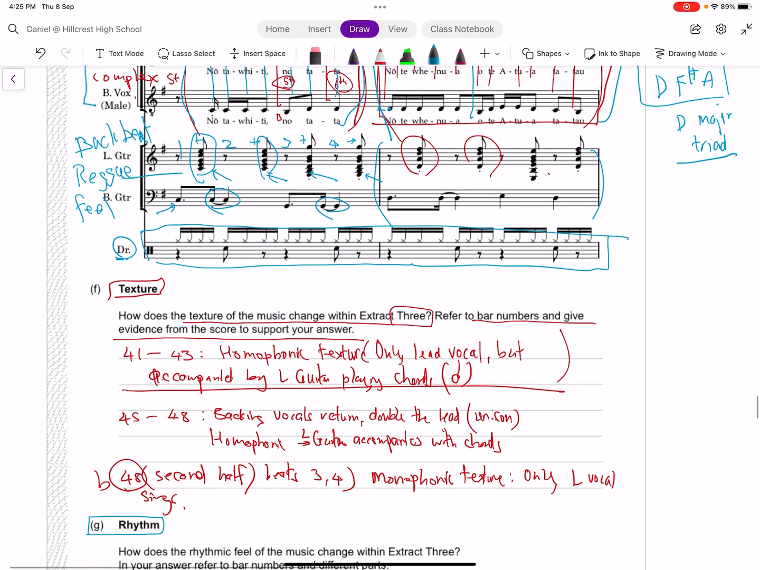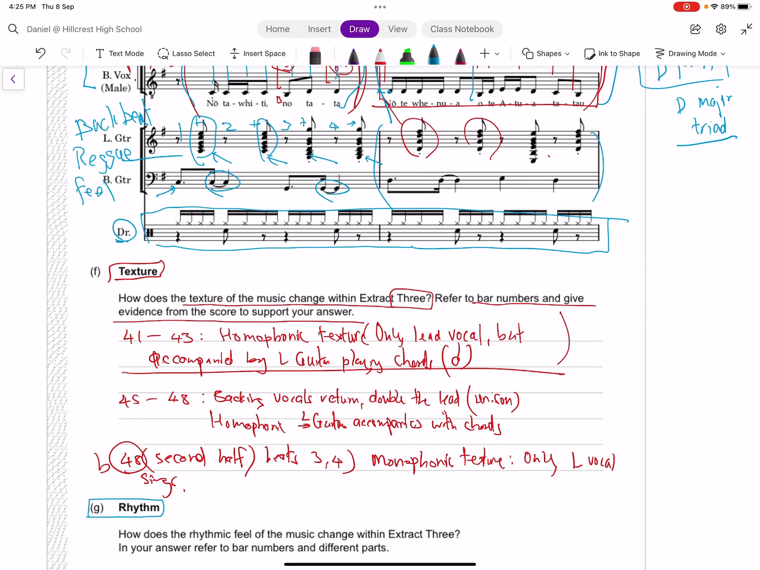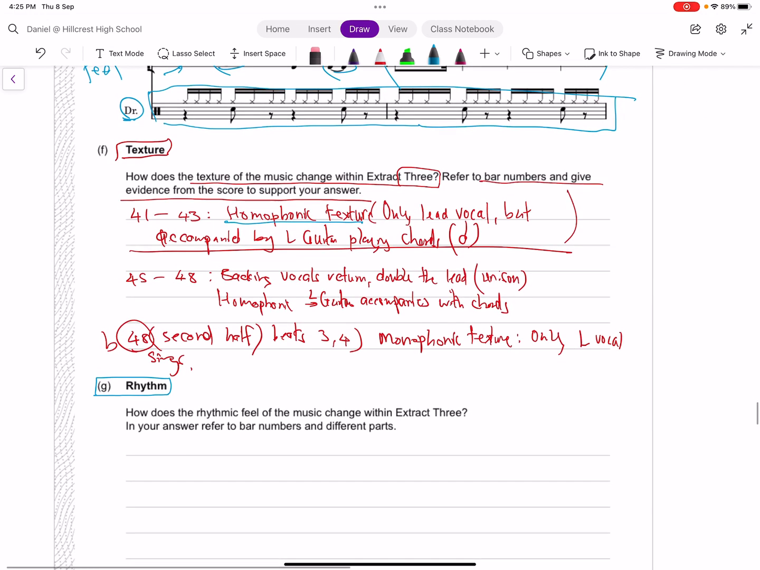Okay, so what am I going to say? How does the texture of the music change? So I guess in this context, you could say that. And I think it is appropriate to also use that. But you could also talk about in terms of texture being very thick. So I'm going to say bar 49 to 50, you have the most thickest and complex texture or density.